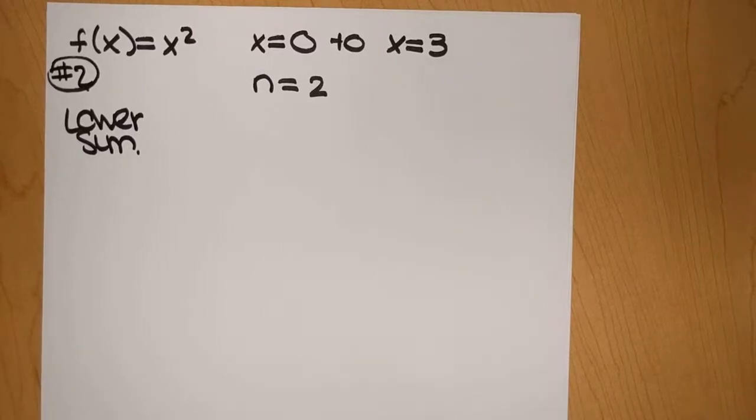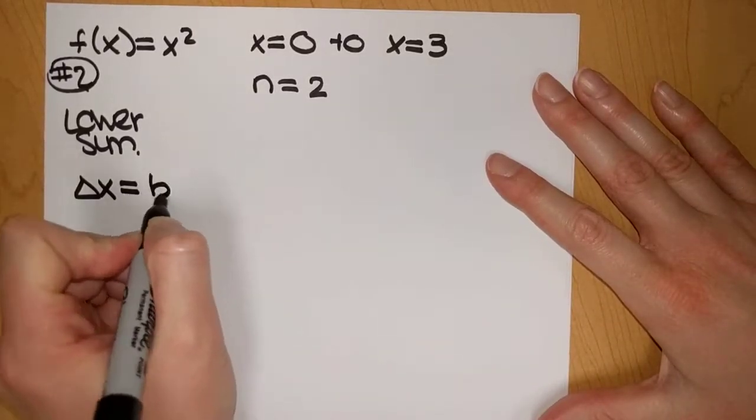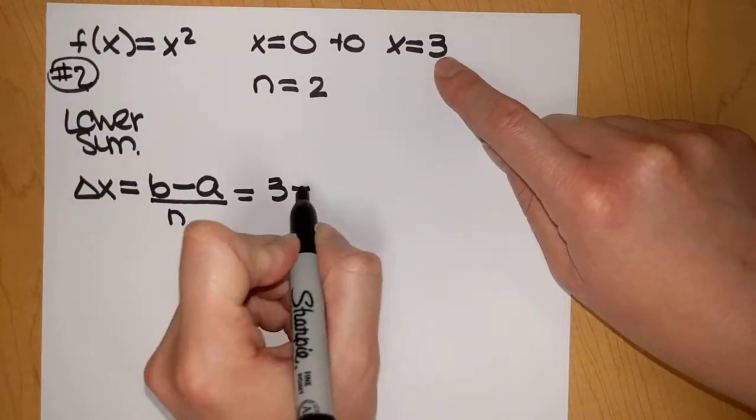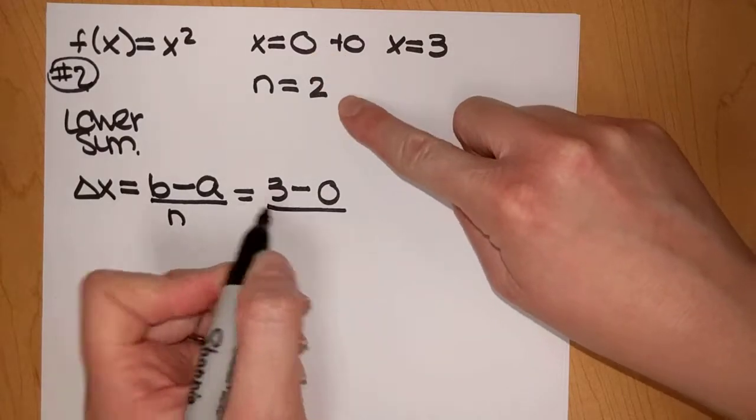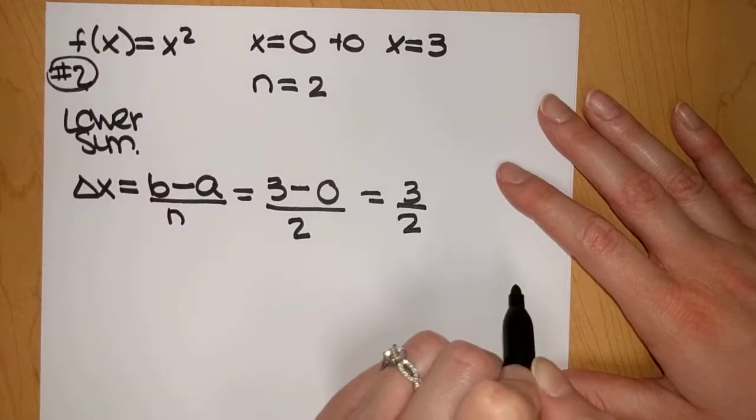So for this question, we're trying to find the lower sum. So appropriately, we're going to find our delta x first. That's our b minus a over n. Our b is going to be 3 minus our a, which is 0, over n, which is 2. So that gives us 3/2 for our delta x.